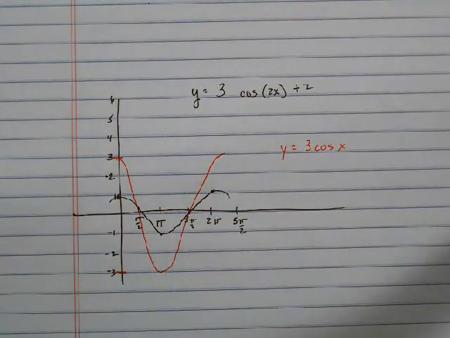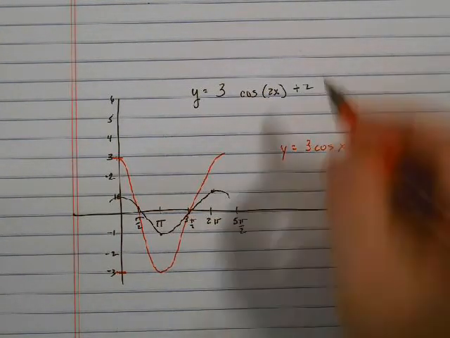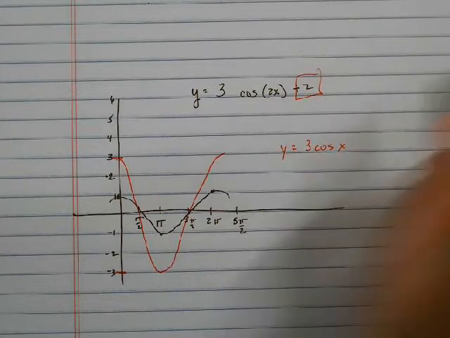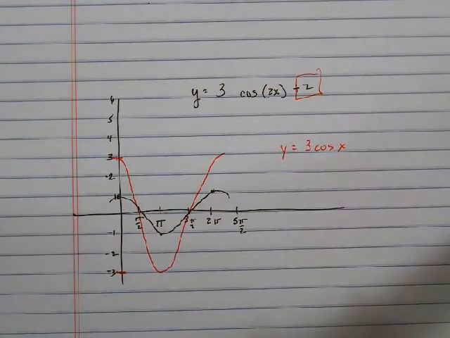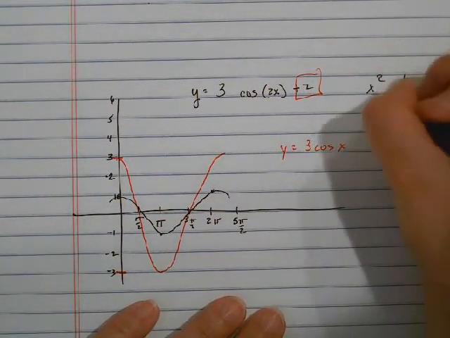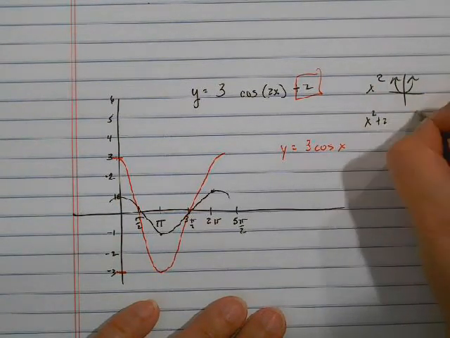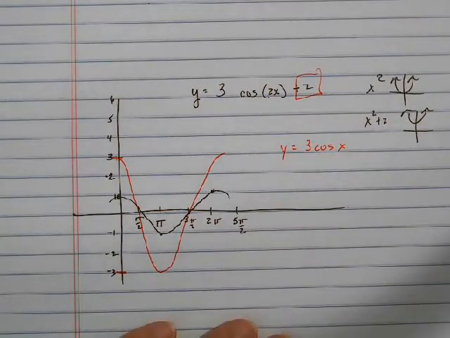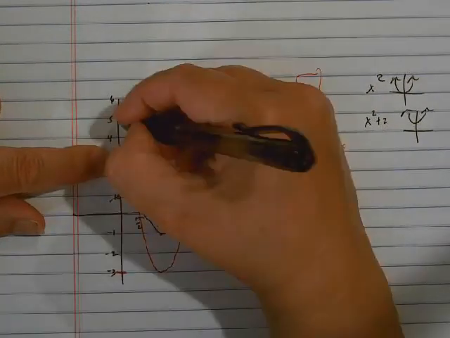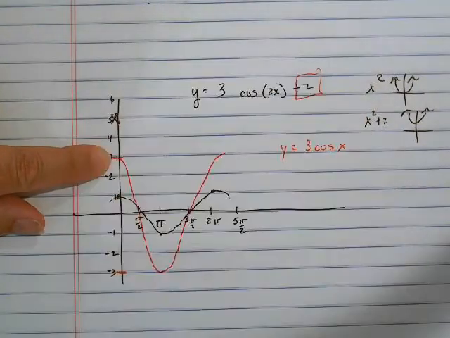But more is happening this time. Not only do we have 3 cosine of 2x, we've also got a number here. So that means that just like if I was graphing x squared, the parabola looks something like this. X squared plus 2 looks something like this. This graph's going to do the same thing. It's going to shift up 2 units. So instead of starting at 3, it's going to start up here at 5.